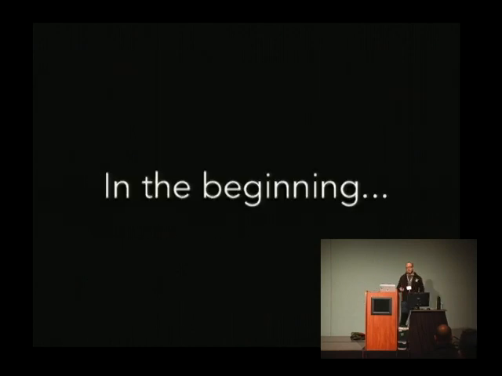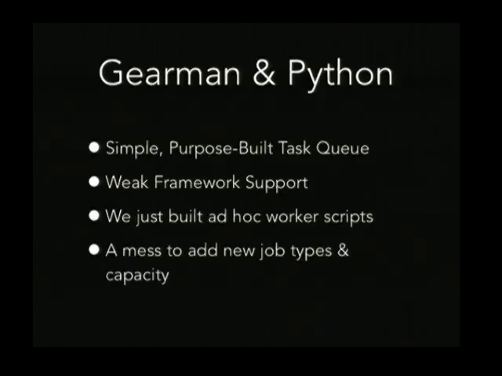The genesis of this in the beginning was a system called Gearman in Python. Gearman is a really simple, purpose-built task queue, originally written in Perl, now it's written in C. It had really weak framework support when we were using it. We basically had to build these ad hoc worker scripts that would get kicked off in the background, and we had these messy cron jobs that would restart them and things like that. It was no fun. It was a mess to add new job types, et cetera. I mean, this isn't necessarily Gearman's fault. We needed a framework and we didn't have it and we didn't have the time to build it.